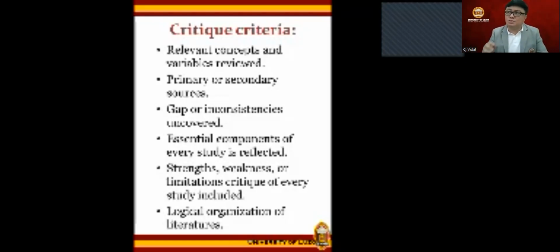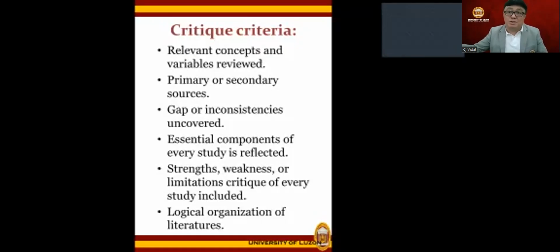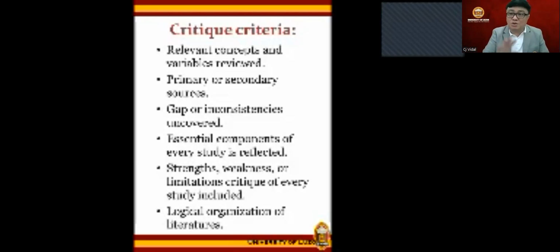You don't have to sugarcoat what others have mentioned about this particular study, this particular topic in their own study, just to make it sound favorable to what you're doing right now, and that will more or less back you up in your proposal. Lay down everything, and it has to be logically organized for the literature.